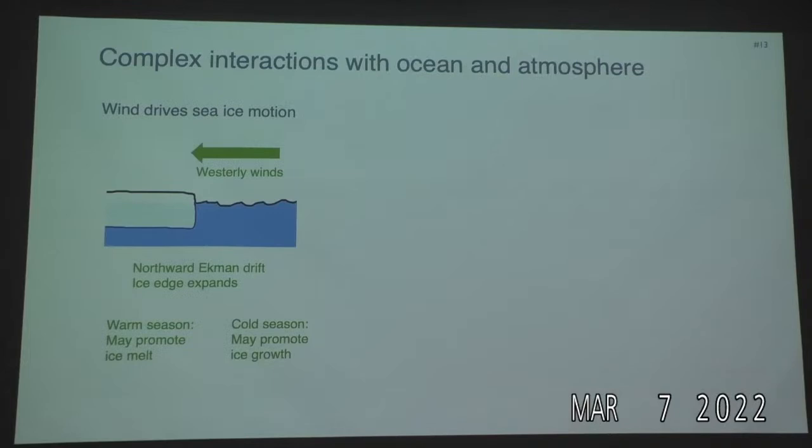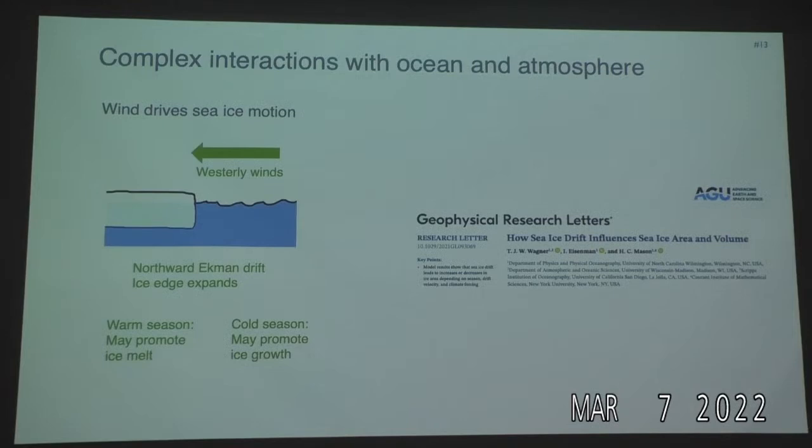But it's not a very clear picture, and Till's recent study looked at how sea ice drift can influence sea ice area and volume, finding different impacts in different seasons.